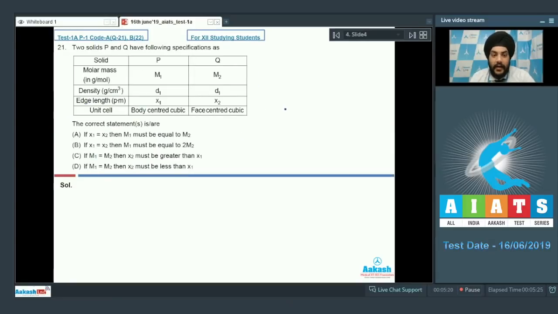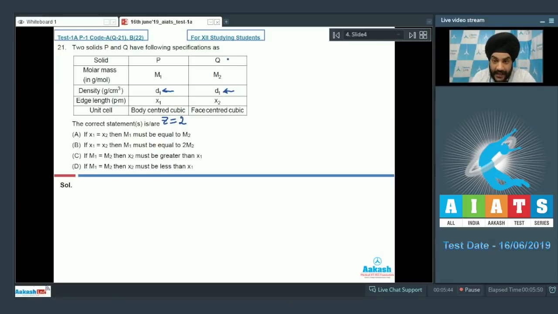Question number 21. Two solids P and Q have the following specifications. So the molar mass has been given to us. The density data, we can clearly see that both of these density values are D1, which means that they have the same densities. The edge lengths are X1 and X2, and it is given to us that the solid P has a body-centered cubic structure, which means that the rank of this solid is equal to 2.